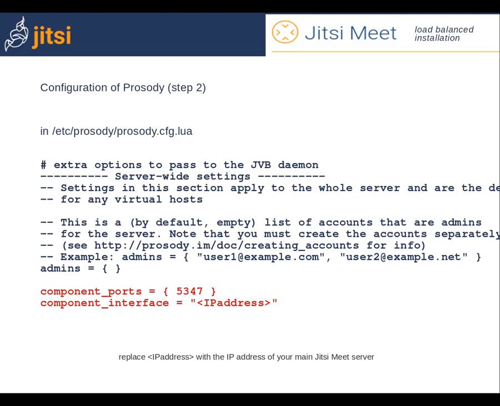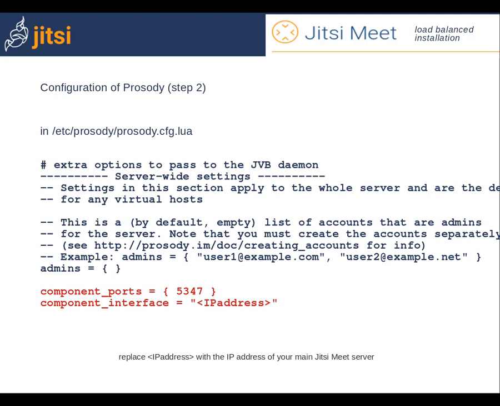The next part of the Prosody config is to make the server listen on the public interface, so that the video bridge on the second machine can connect to XMPP and register as a component. By default, Prosody listens on localhost, so we add the following lines somewhere in the main config file. Setting the component interface is not possible from a separate virtual host. It's a global option, so we open the main config file.